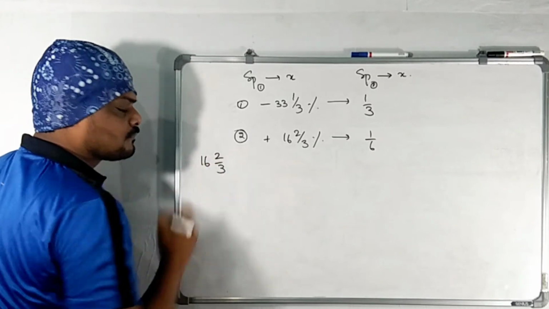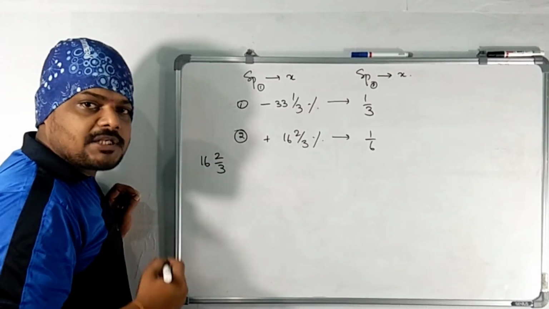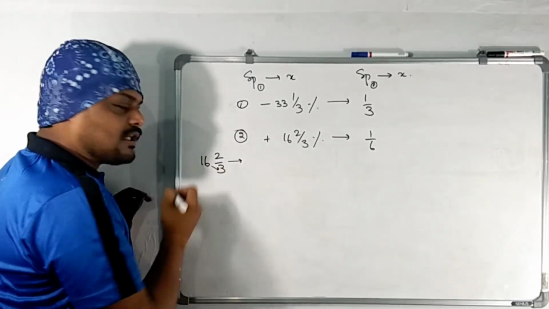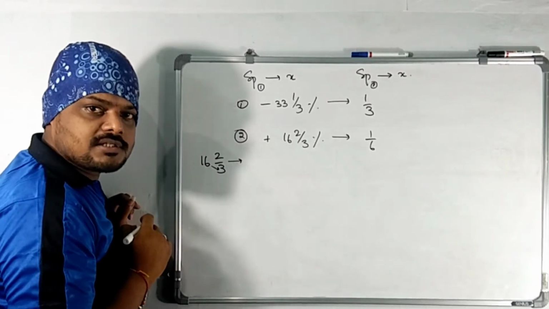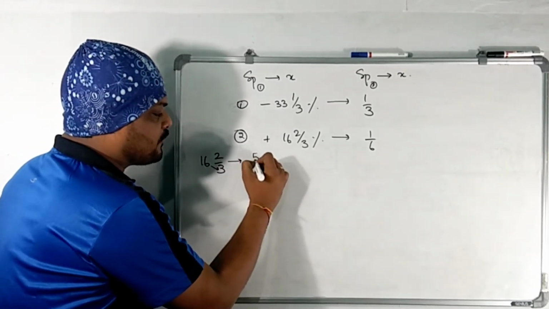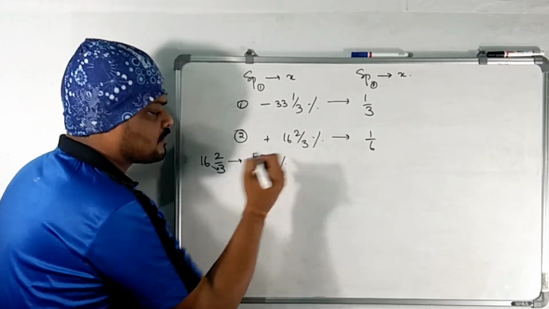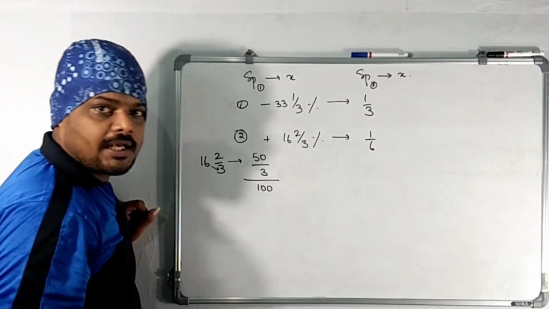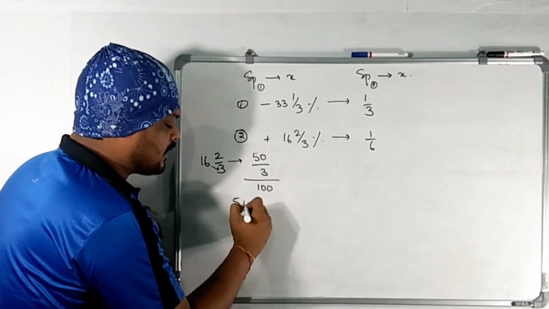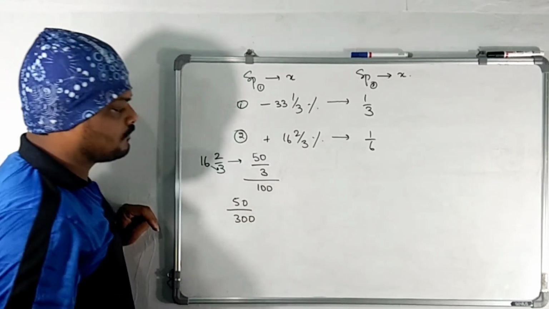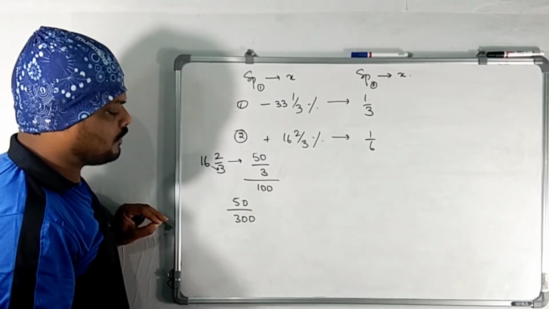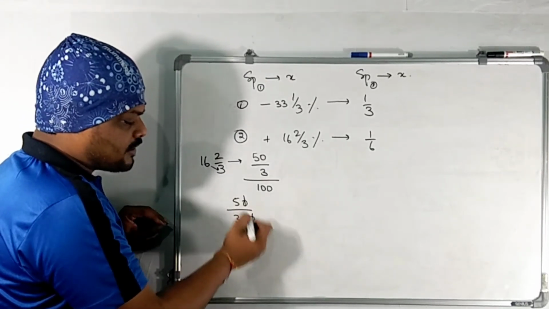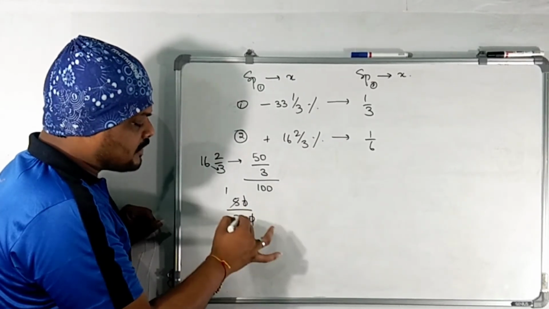16 2 by 3 is a mixed fraction. Let us convert this mixed fraction into an improper fraction. 16 3s is 48, 48 plus 2 is 50. So 50 upon 3 percentage. If we erase the percentage, we write it as divided by 100. By reciprocaling, we get 50 upon 300. So the zeros get cancelled, 5 ones are 5, 5 sixes are 30, so it is 1 by 6.